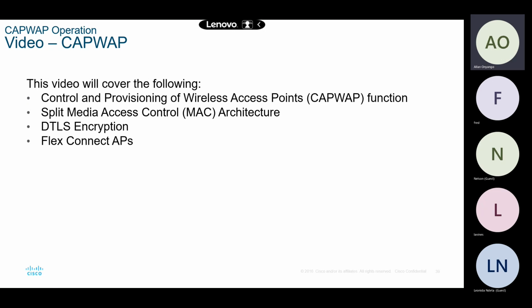And so for CAPWAP, very, very important. There does exist something called the split MAC, the split media access control architecture. For encryption of traffic between the LAN controller and the access points, we use DTLS encryption. And then, of course, we do have the FlexConnect access point.